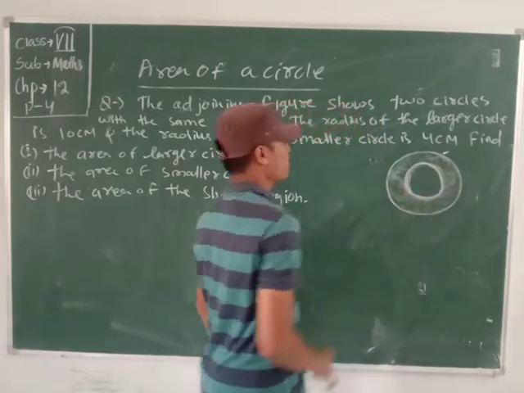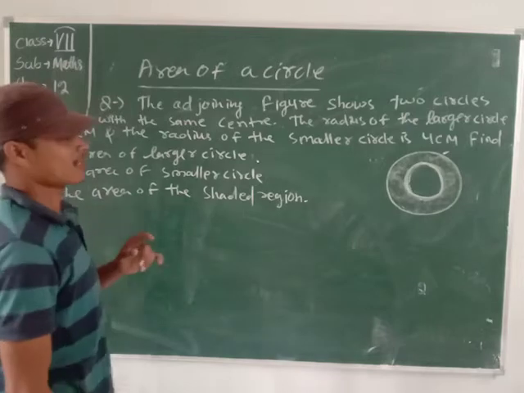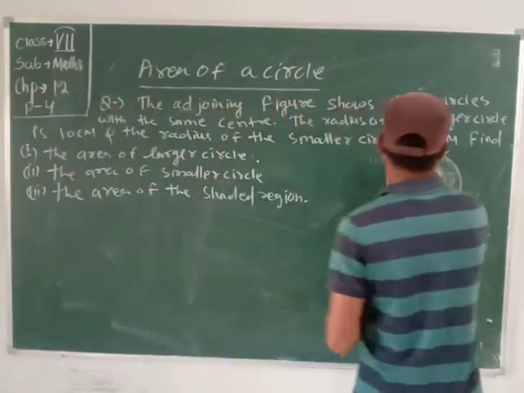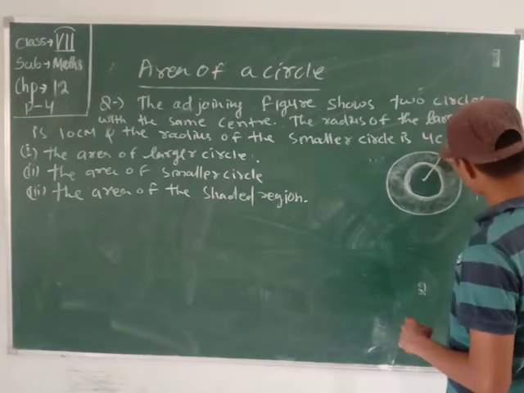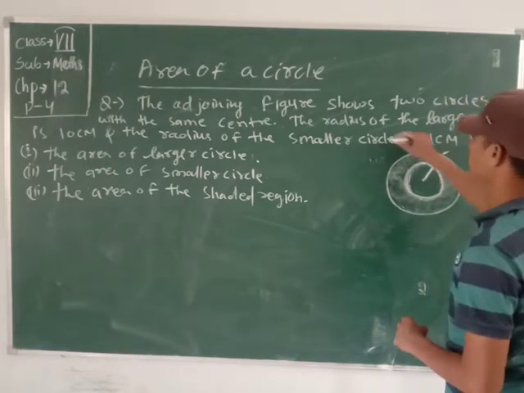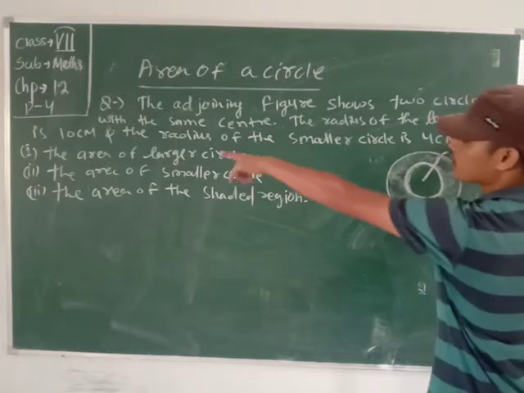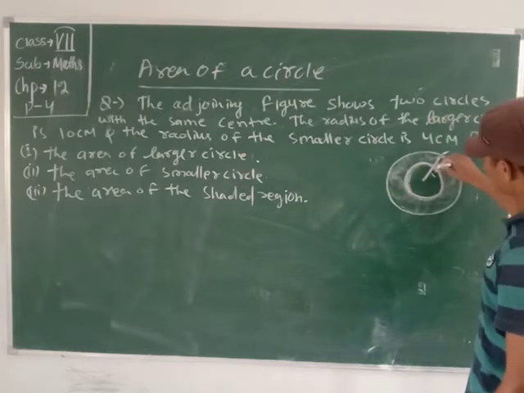According to the questions, first, the radius of the larger circle. Where is the radius of the larger circle? Here is the center point, the same center point. Then the radius of the largest circle is what? 10 centimeter. Then we write here 10 centimeter.